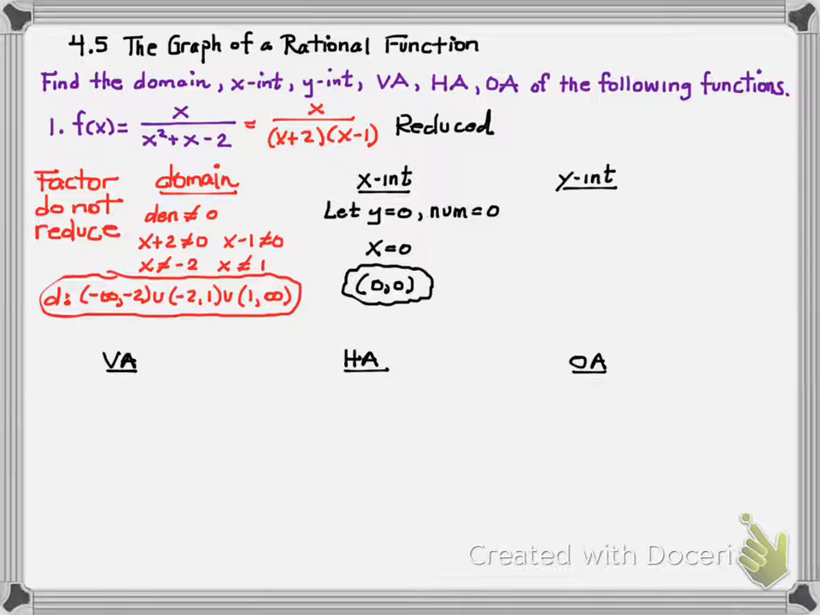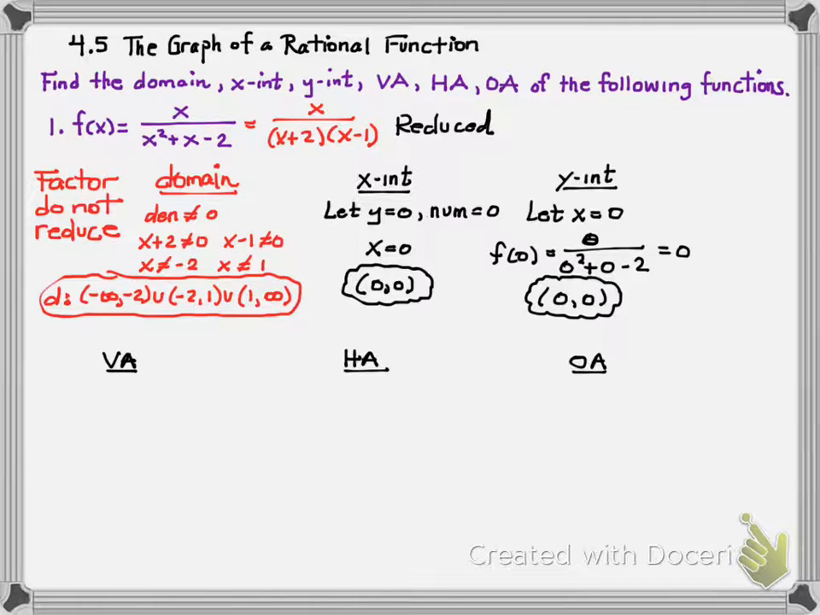Now for the y-intercept, taking it back to algebra 1, you'd be letting x equal 0. If you do that, then f of 0, that's one way of writing it, equals 0 over, and since this is already reduced, you could use the original, 0 squared plus 0 minus 2 if you like. That's going to equal 0 ultimately. Our y-intercept is 0, 0, and we should have known that from our x-intercept. Whenever our x-intercept is 0, 0, our y-intercept is also going to be 0, 0.